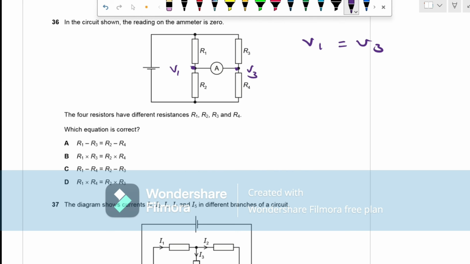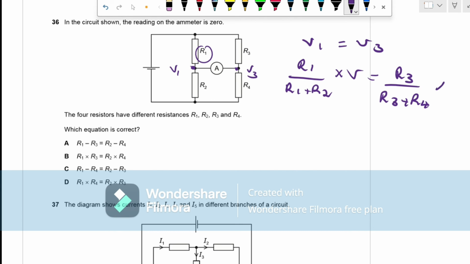Why does it need to flow? Potential is equal, right? Both potentials. So it means that V1 has to be equal to V3, but V1 basically refers to the share of voltage that R1 gets. So that's going to be R1 over R1 plus R2 times V, right? And then for this one, it's going to be R3 divided by R3 plus R4 times V.